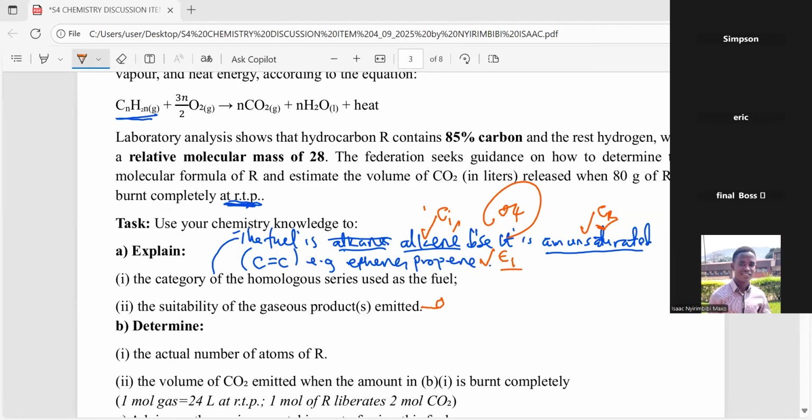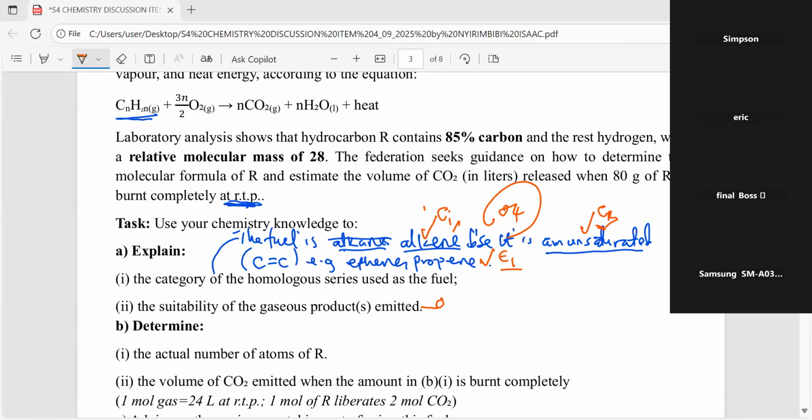So for me, I'm just having a question. I never understood the topic of alkanes and alkenes. So I'm just trying to understand what's the meaning of saturated and unsaturated. Oh, good question. Can I have someone to answer that question very fast? Eric, answer that. The difference between saturated and unsaturated. Eric, faster.